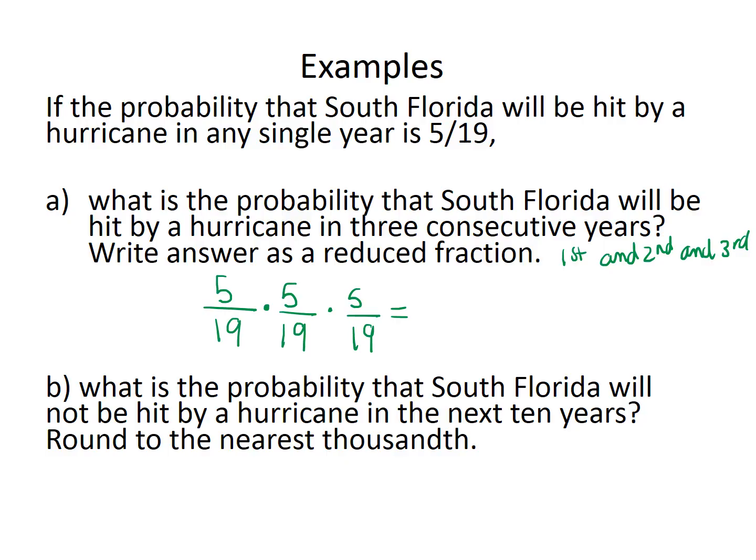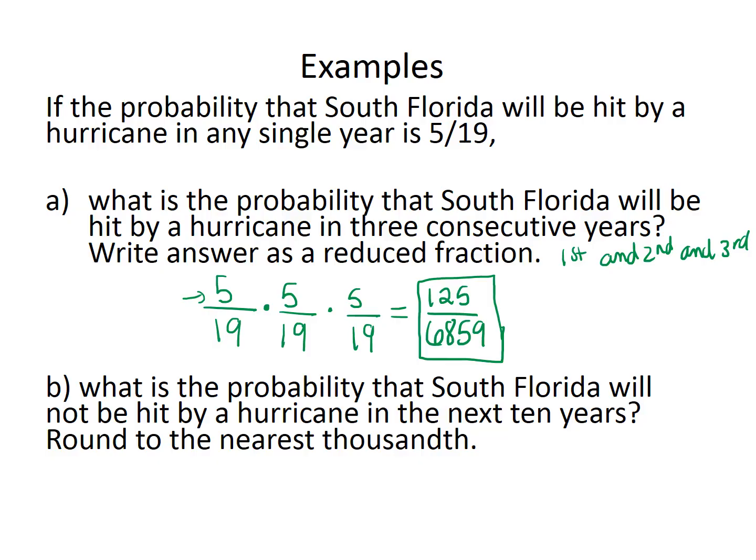5 times 5 times 5 is 125. 19 times 19 times 19, well, that will give you 6859. That's what's nice, is that you know that this is already reduced because these didn't reduce over here. So the probability of 3 consecutive years of being hit by a hurricane is 125 out of 6859, which of course is a lot less than 5/19.